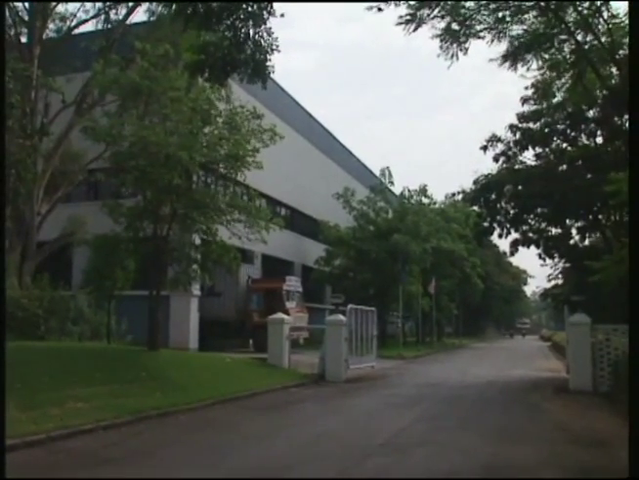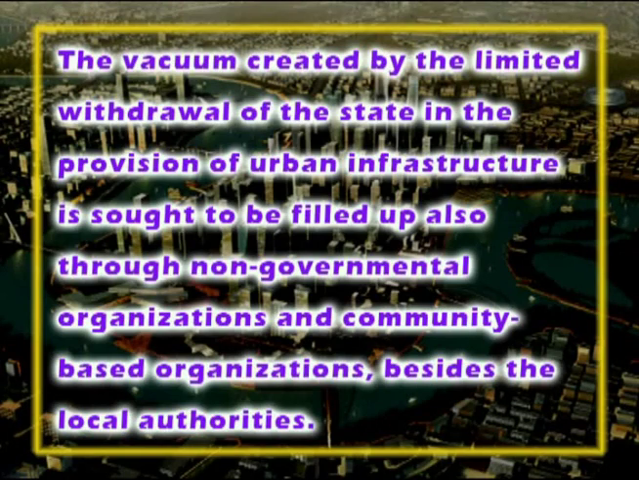The parastatal agencies like housing boards, water supply and sewage boards, development authorities, etc., that were created in the post-independence period and had taken over many of the functions of local bodies, have come in for sharp criticism on the grounds of inefficiency, lack of cost effectiveness and continued dependence on grants for sustenance. The vacuum created by the limited withdrawal of the state in the provision of urban infrastructure is sought to be filled also through non-governmental organizations and community-based organizations besides the local authorities.